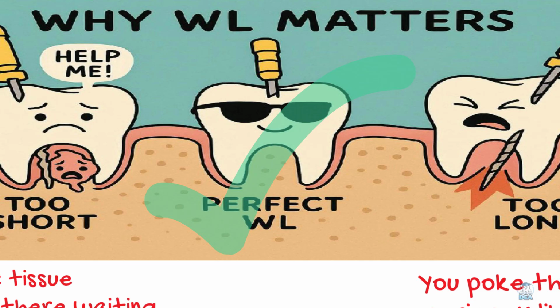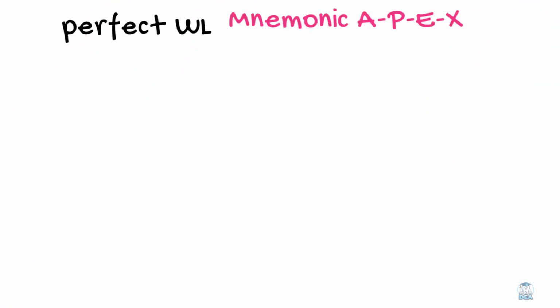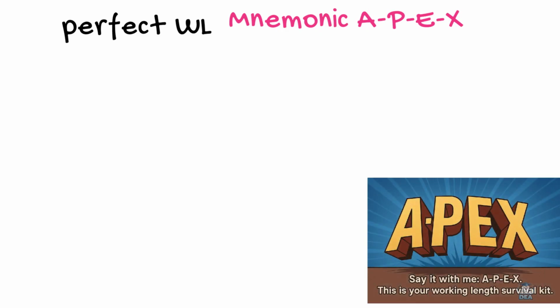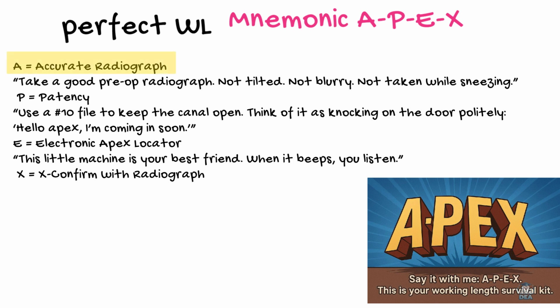And to remember how to get that perfect WL, use our magical mnemonic APEX. A. Accurate radiograph. Start with a good, clear pre-op x-ray. P. Patency. Use a number 10 file to keep the canal open and prevent blockages. E. Electronic apex locator. This little device is your best friend inside the canal. X confirm. Always confirm your electronic reading with another radiograph.